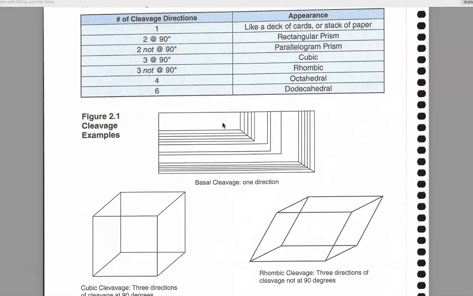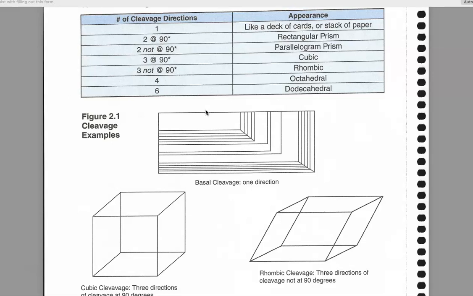Another big one is basal. You see basal here in the middle of the screen. Basal is like the sheets of paper in front of you right now, okay, if you're looking at your lab book. It's like a deck of cards. It's like a ream of notebook paper, printer paper, whatever.